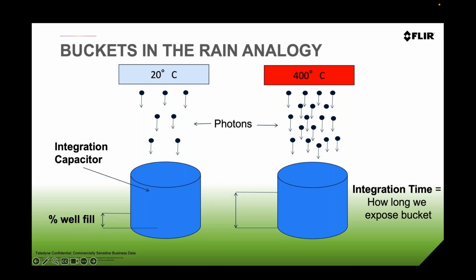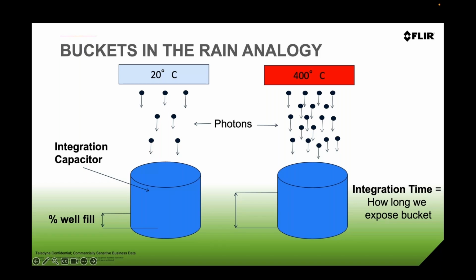The integration time is simply how long we leave the bucket or the well open to be filled by the rain or the photons. So, in summary, let's go back to the cold scene above. A longer integration time would be needed to attain a high enough well fill for imagery. This would inherently begin limiting the speed at which you're going to be able to capture, versus the hot scene, where the target well fill is reached much faster, enabling faster frame rates.